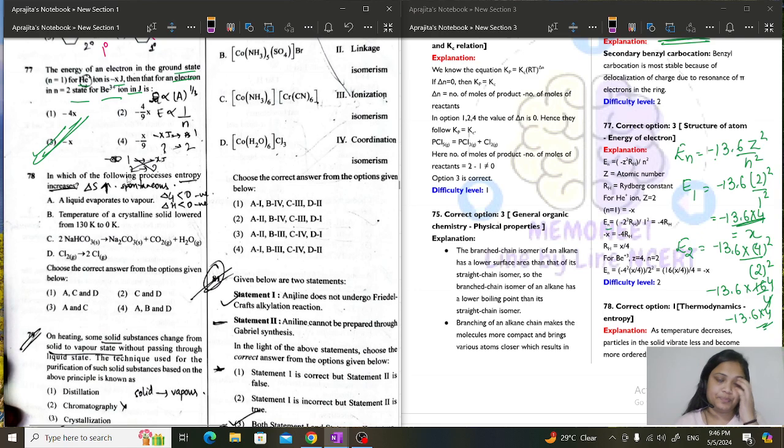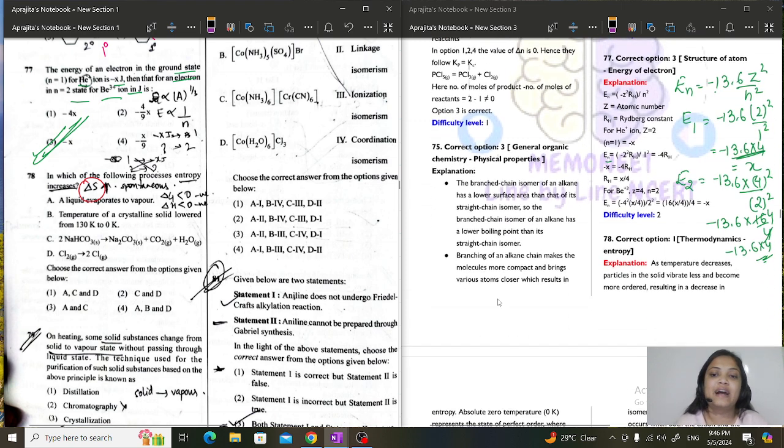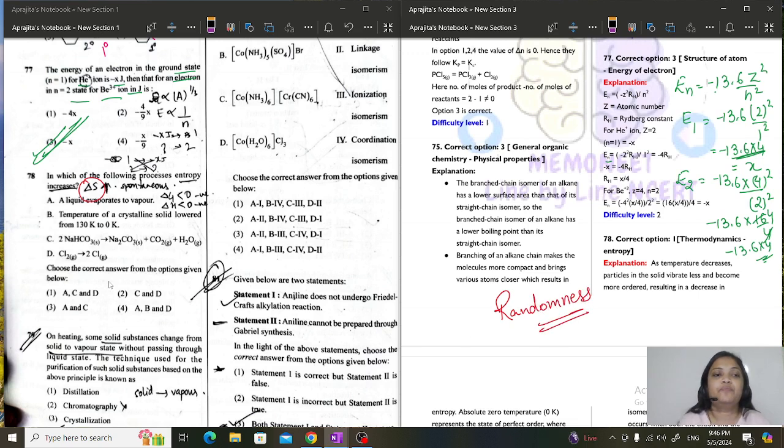Now question number 78, in which of the following processes entropy increases? So we know that entropy is the measurement of randomness, or the order of randomness. So when a liquid evaporates to vapor, here the liquid is being converted to gas. So in gas there is more randomness, the particles are far from each other, so yes, here the entropy would increase.